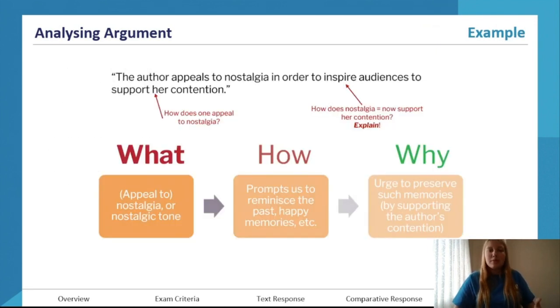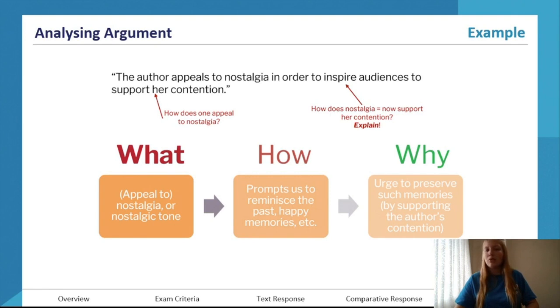Looking at some more examples to really consolidate this, let's look at this one. The author appeals to nostalgia. That's a persuasive language technique, an appeal to nostalgia, how things used to be, in order to inspire audiences to support her contention. Now, in this case, we have the what. It's the appeal to nostalgia. We could say this is done through a nostalgic tone, but we're missing the how. Inspire audiences? Where's that link? How does nostalgia support her contention?